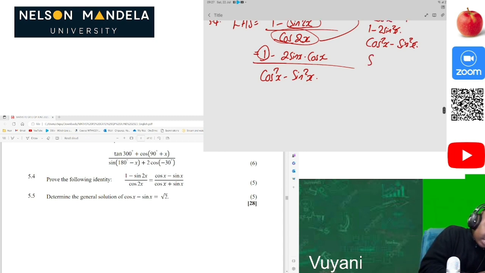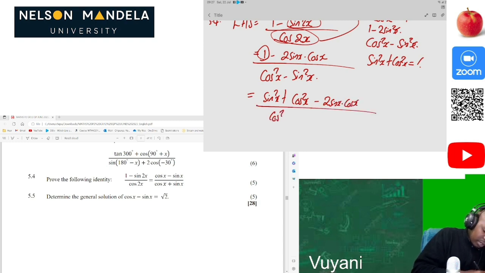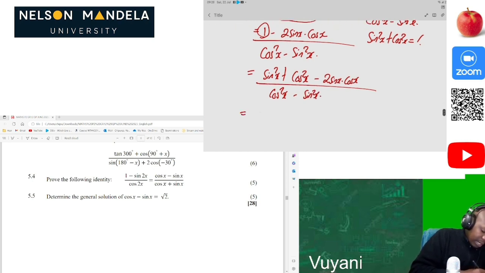And we know that sine squared of x plus cos squared of x is equal to 1. So let's replace that 1 there. So it's going to be sine squared of x plus cos squared of x minus 2 sine x cos of x divided by cos squared of x minus sine squared of x. Then of course we can rearrange the numerator. Then we can have cos squared of x, then we subtract 2 sine x times cos of x plus sine squared of x, divided by cos squared of x minus sine squared of x.